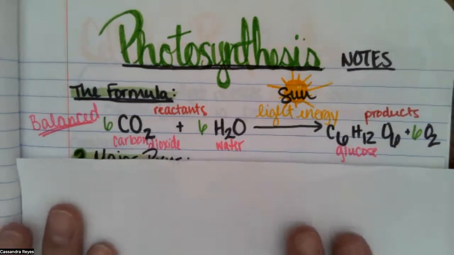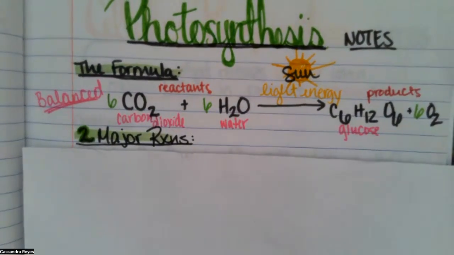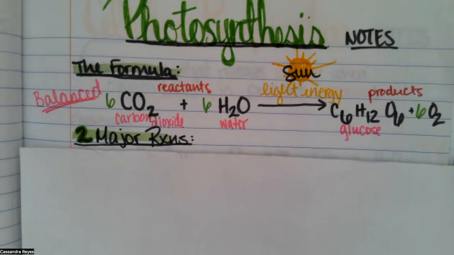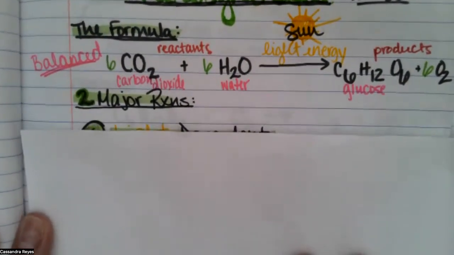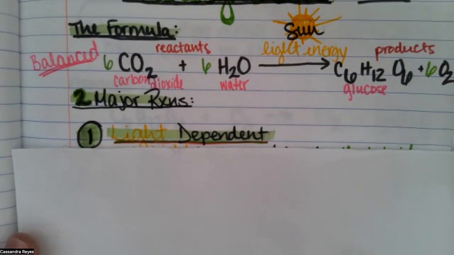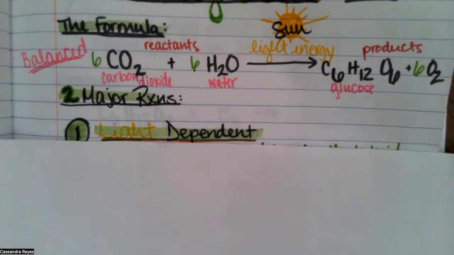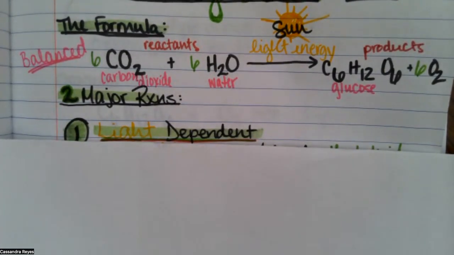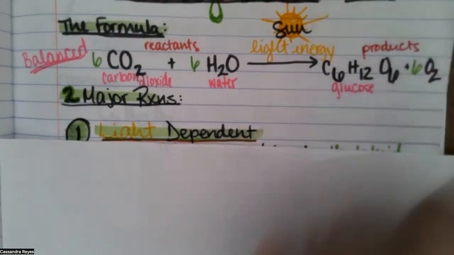All right. Now that we have the formula down, we can talk about the two major things that are occurring here. The first one is what we know as the light dependent reaction. The name light dependent actually tells you exactly what this depends on. It depends on sunlight. Oh my gosh, crazy, right? Who would have thought?